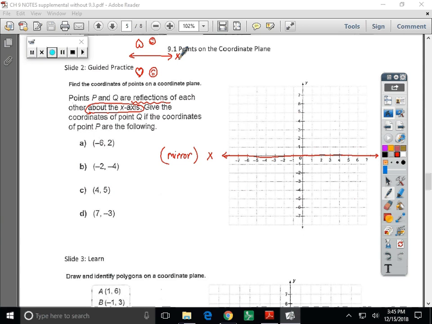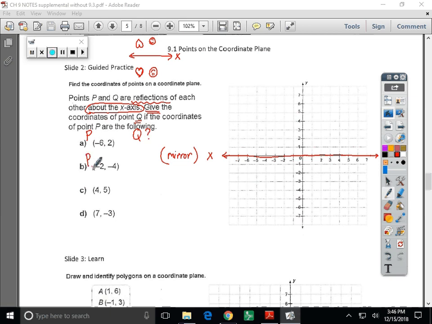So it's a reflection. Next it says give the coordinates of point Q. What it means is I don't know Q. I'm going to find it. So Q is the question. And it says point P coordinates are given, or are the following. So we're going to call this point P, but I'm going to call it point P sub 1. I'm going to do that because, oops, sorry, shouldn't have done that yet. I'm going to call this point P, okay? We're going to find point P and point Q, his reflection.